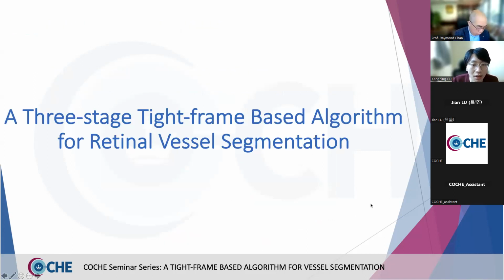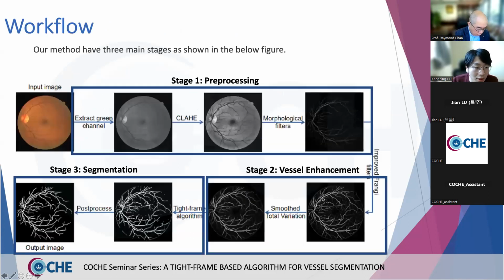So here I'm going to start to introduce our approach. This is the workflow of our method. We have three main stages as shown in the figure below. The first stage is what we call pre-processing. What we did here is we get an input image. The input image is a fundus image, which has three channels, the RGB channels. So we only use the green channel of the image.